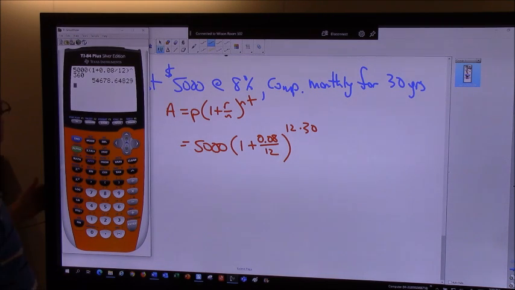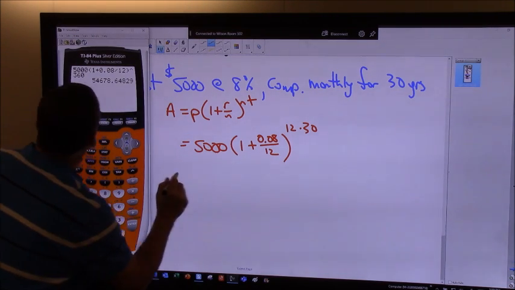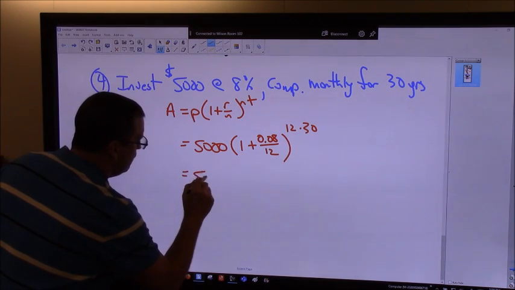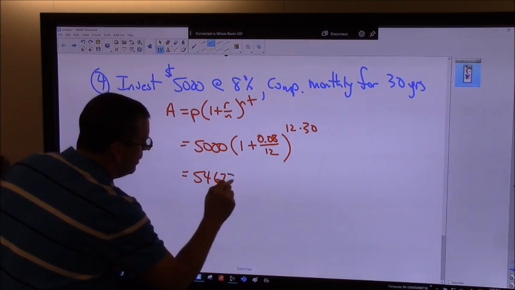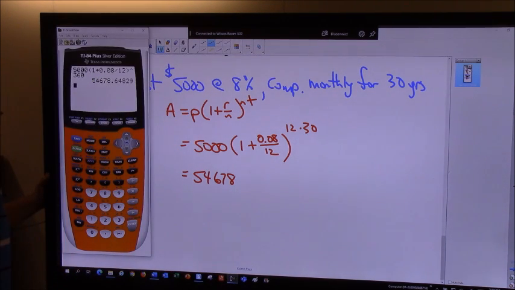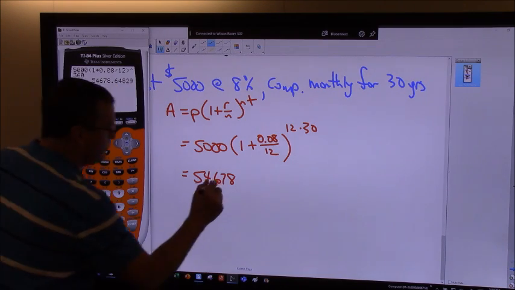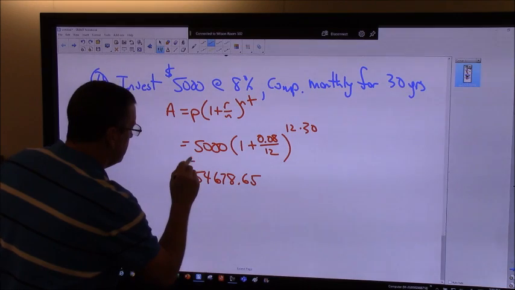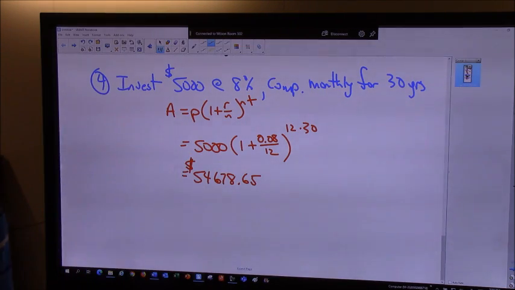There's what I get, 54,678. Now, remember how I said we always round to 3 decimal places? Well, we don't do that with money. With money we only go 2 decimal places, because that's our money system. So I need to round this off to 0.65. There's the amount of money that we would have.